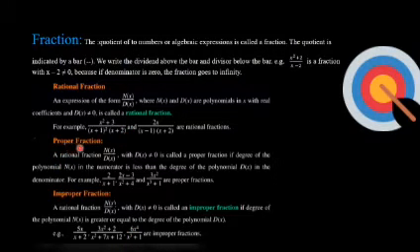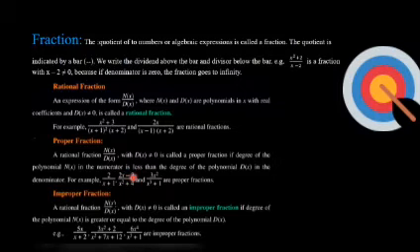Next type is proper fraction, a rational fraction where numerator is divided by denominator with denominator must not be equal to 0. This is called a proper fraction if degree of the polynomial in the numerator is less than the degree of the polynomial in the denominator. For example, 2 divided by x plus 1. Here x has highest power 1 in the denominator and in the numerator x has highest power 0. So numerator has lesser power than the denominator. Such type of fraction is called proper fraction.